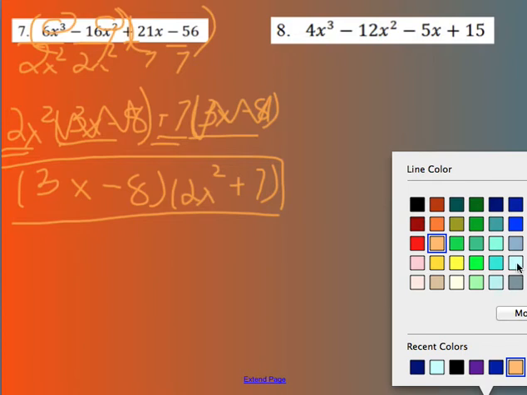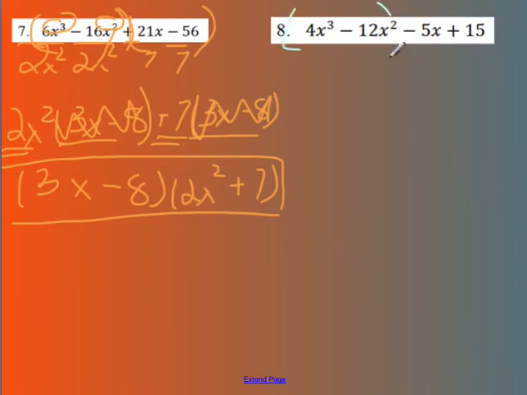Taking a look at number 8. So again, setting up our groups. Between 4 and 12, we can divide out a 4 and an x squared. So I'm dividing each of these terms by 4x squared. And that leaves me with x here. And negative 12 divided by 4 is negative 3, and our x squareds are going to cancel.